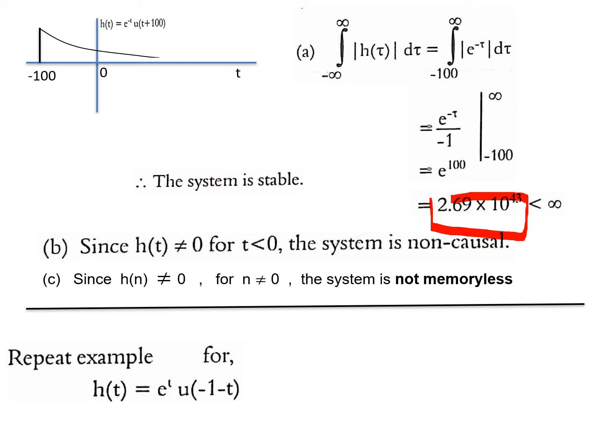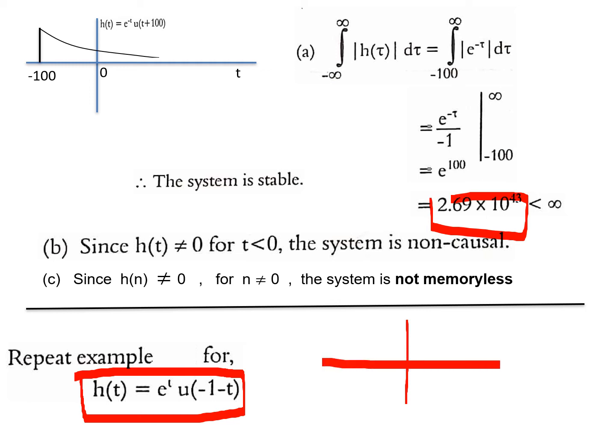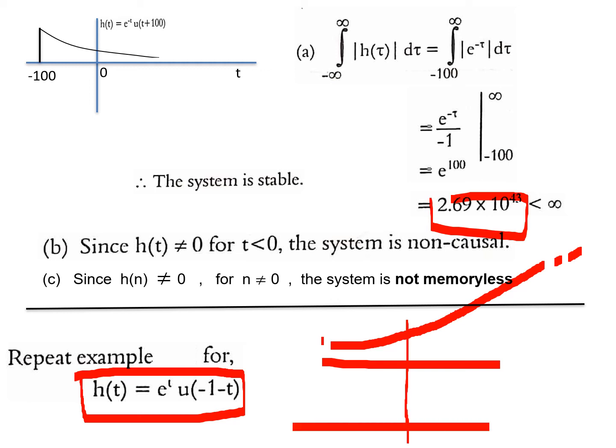So now this particular graph. What kind of graph is it? I think this graph is like this. e power of t means it is a rising exponential, like this, it goes on increasing. You are multiplying e to the power of t with u of minus 1 minus t.